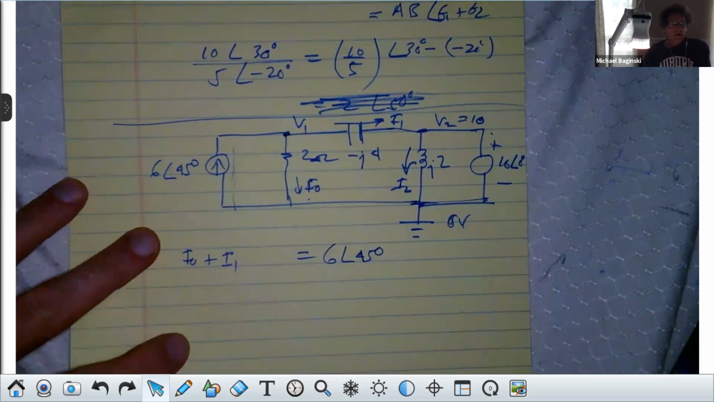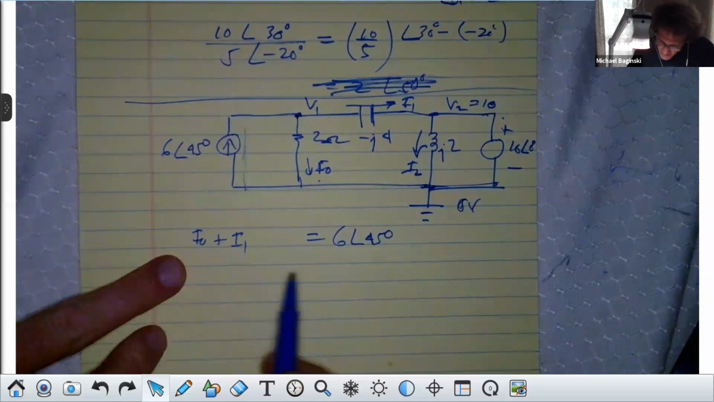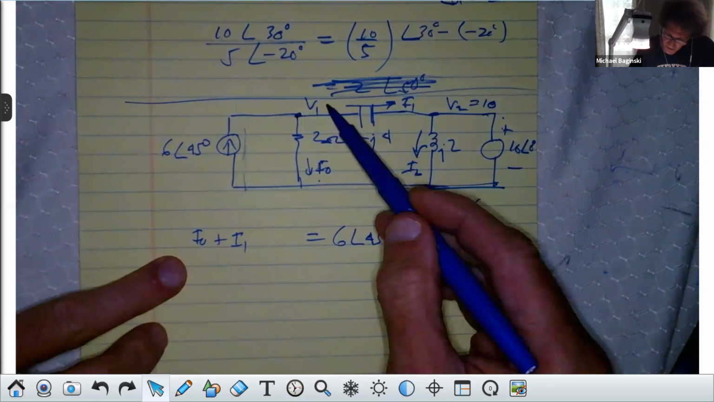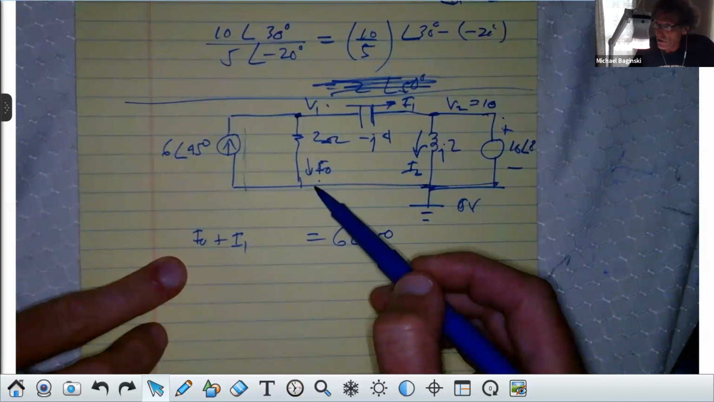Now, again, I assign these values. Well, I0 was assigned, but I assigned I1 as I saw fit, right? You good with this? Yeah. Now, to continue on, what is I0? Well, I0 is just V1 over 2, right? Because the other side of that resistor is 0, correct, class?